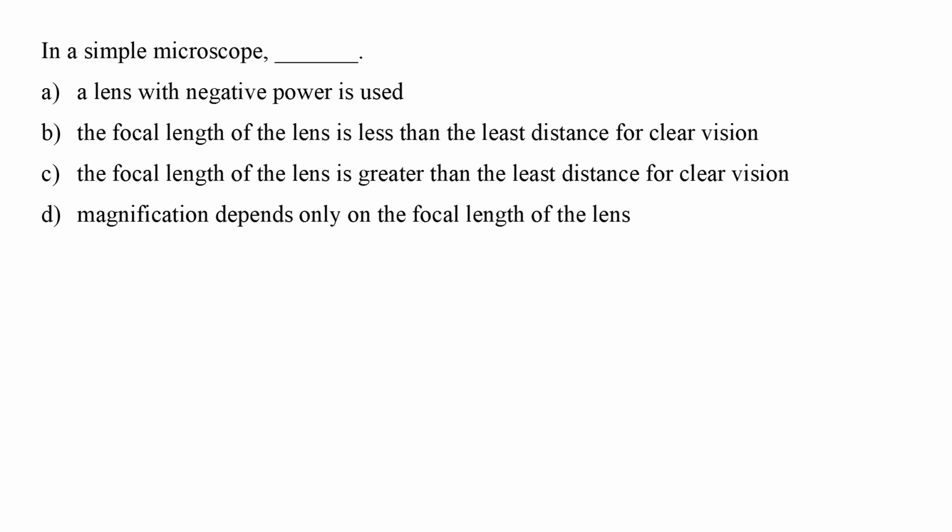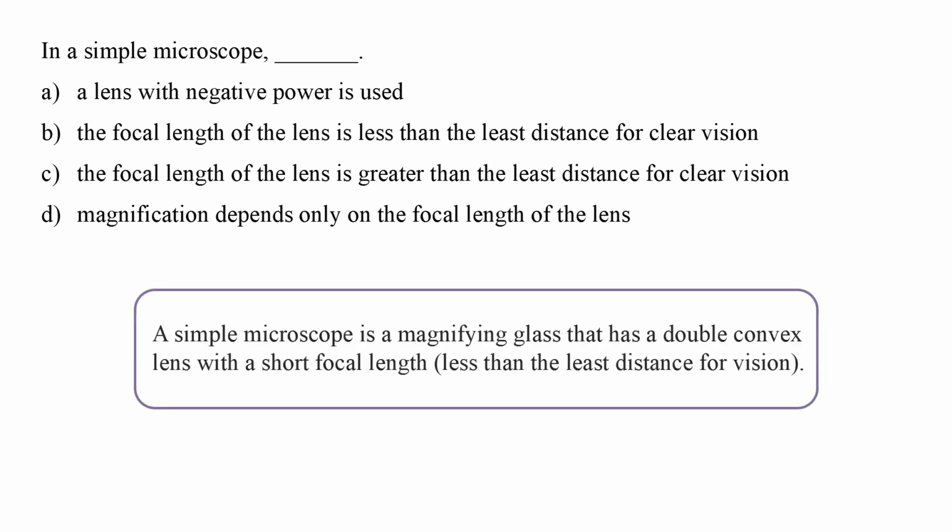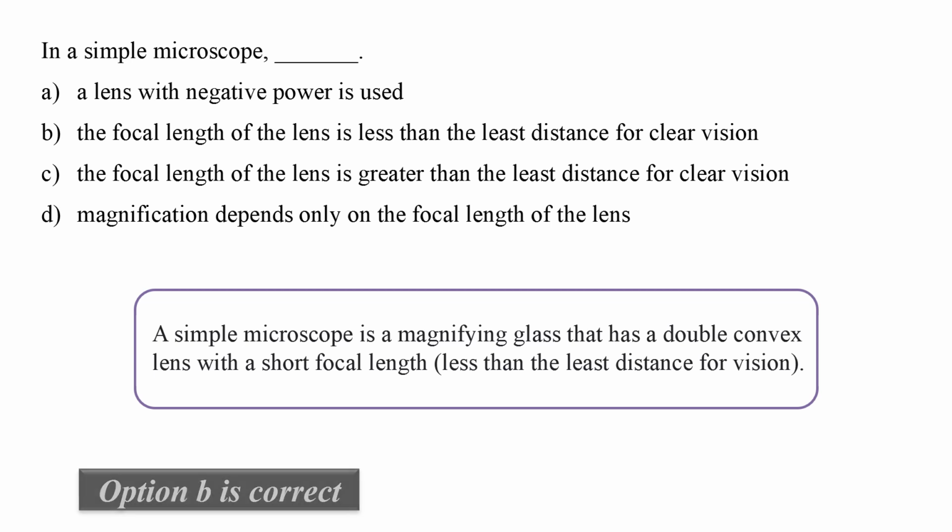In a simple microscope. Now a simple microscope is a magnifying glass that has a double convex lens with a short focal length, and that focal length is less than the least distance of clear vision. So option B here is the correct answer.